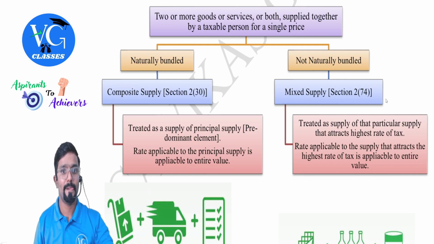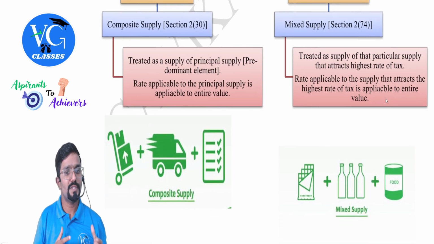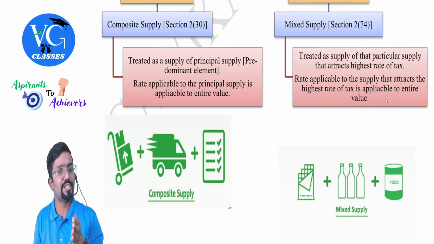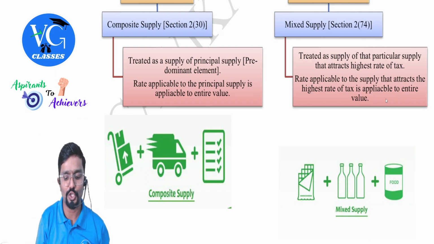Yes, fine. Here, I have also given an example. I will just explain that also. See, for composite supply, I have given one example in a figure, that is an image. Sir, goods is supplied along with transportation service and insurance. That last diagram, this is for insurance.